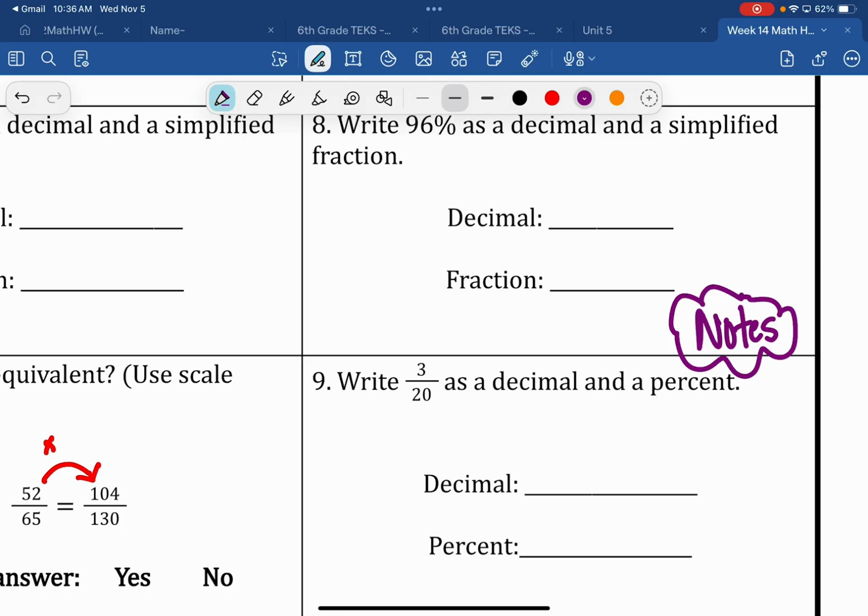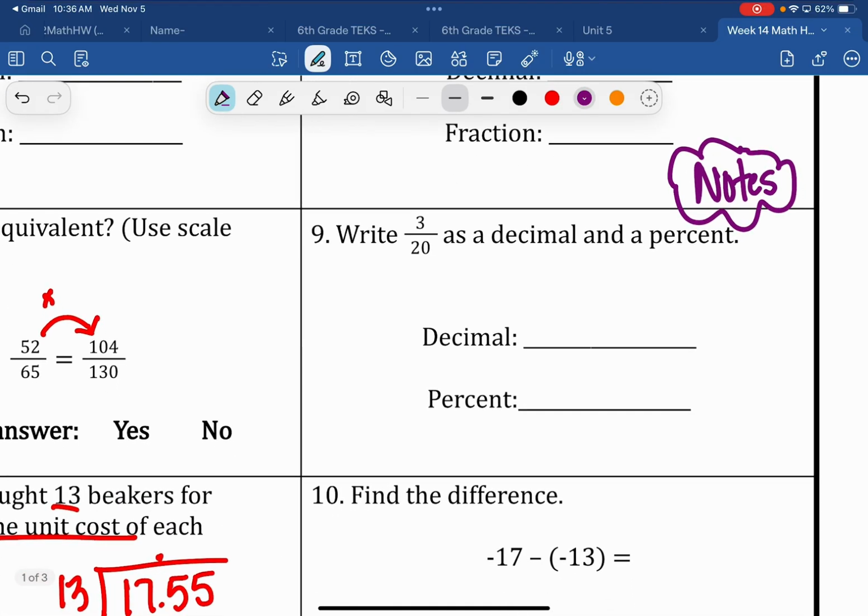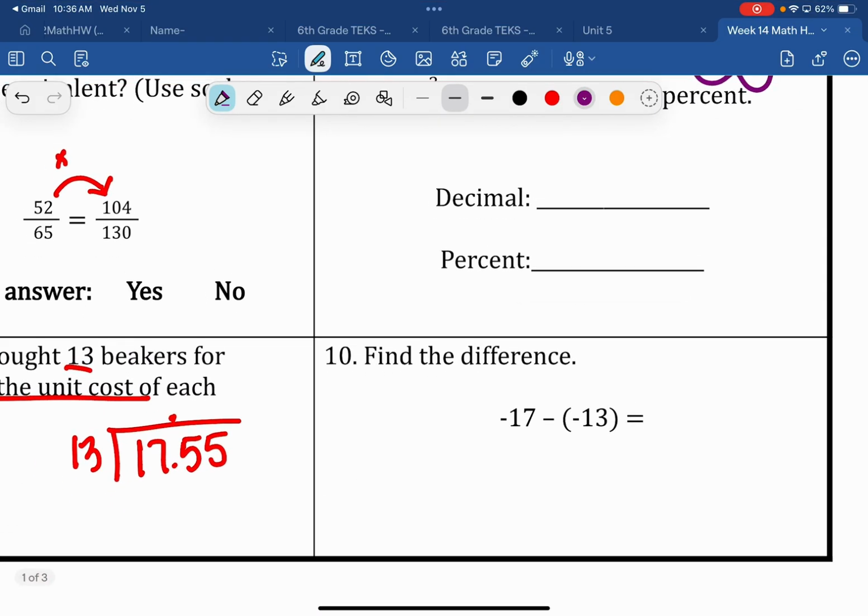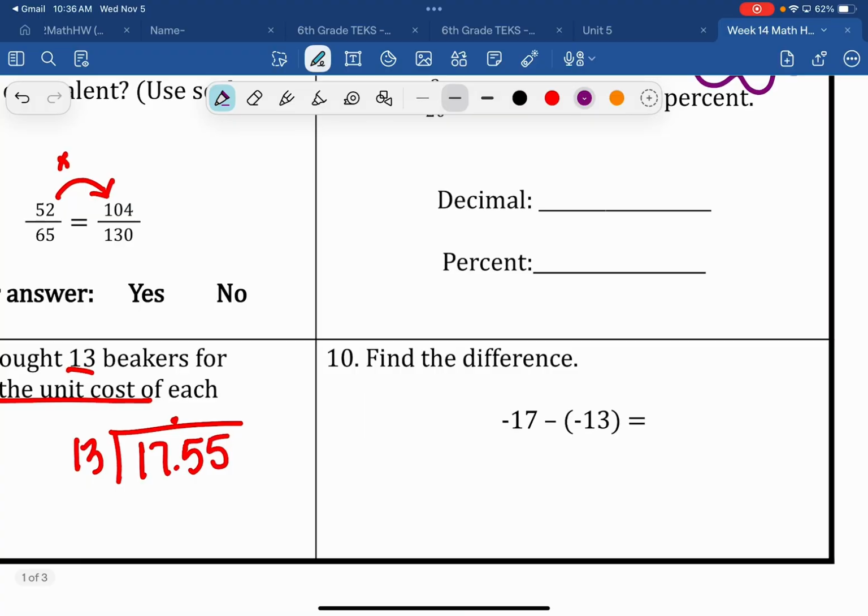Write 3/20 as a decimal and a percent. Again, it's in your notes. Find the difference. That one was just like number 7. So you can rewind it if you need to go look at that one.